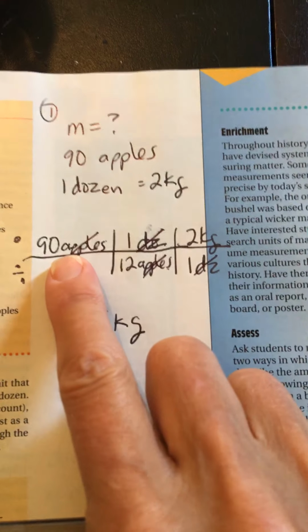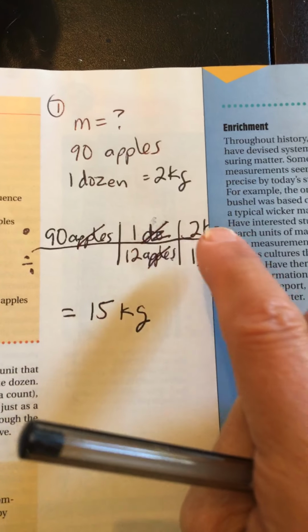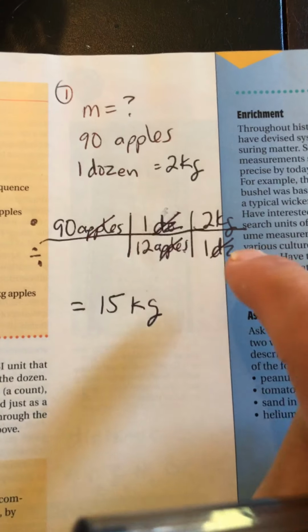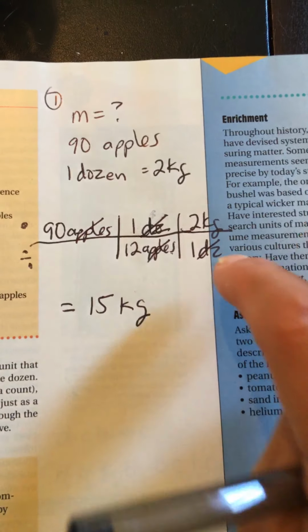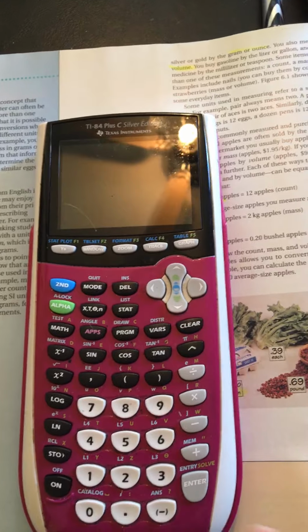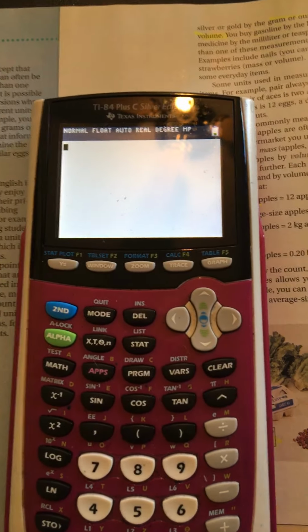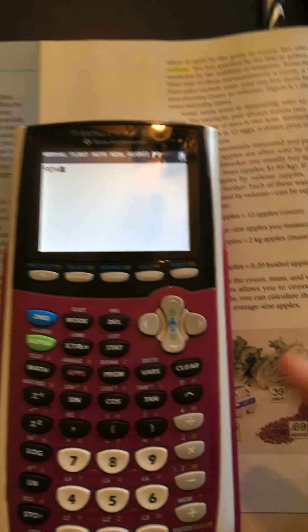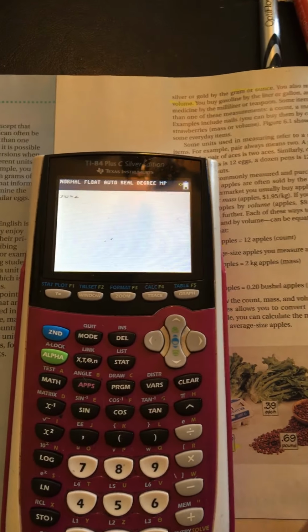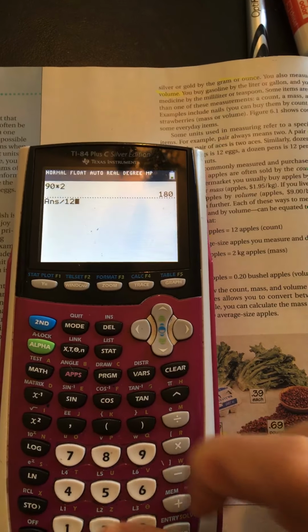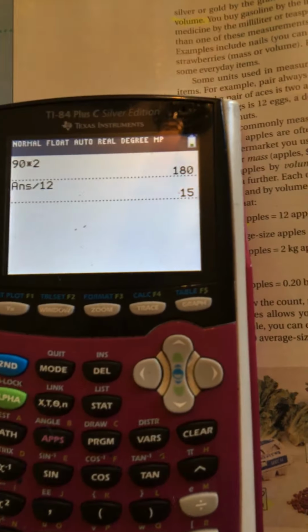So now I do it on my calculator. I do 90 times 1 times 2, and then I hit enter, and then I do divide by 12, enter, divide by 1. But the ones you could skip because anything multiplied or divided by 1 is itself. So let's go over to our calculator. We're going to turn it on. I'm going to clear out what's in there so it looks nice and neat, and I'm going to put it in. 90 times 2, I can skip the 1, equals, now I hit enter. Now I'm going to do divided by 12, and it tells me the answer is 15.